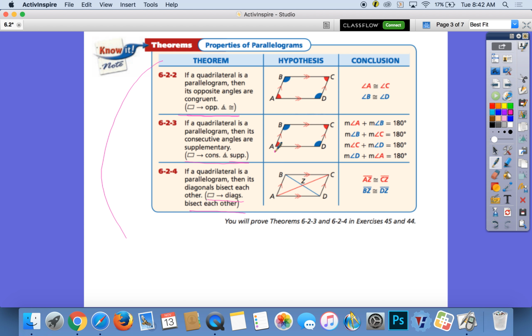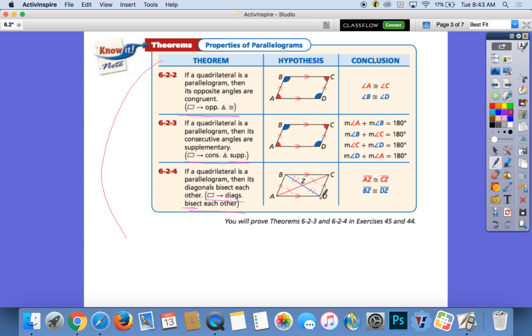And then our final one that we're going to talk about here is that if a figure is a parallelogram, the diagonals bisect each other. So this is one diagonal. This guy cuts this guy in half, and this guy cuts this guy in half. Notice BZ is congruent to ZD. Notice these guys are not necessarily congruent to one another, so be careful with that.